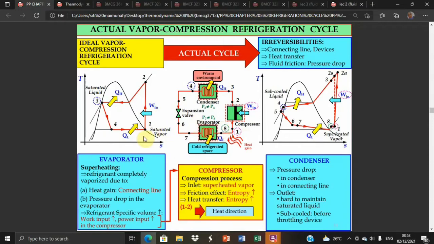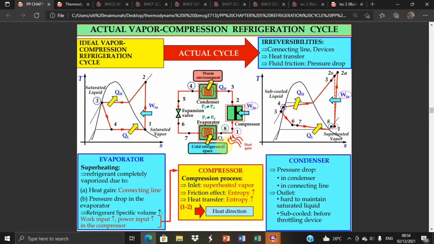In the ideal cycle, the refrigerant leaves the evaporator and enters the compressor as saturated vapor. In practice, however, it may not be possible to control the state of the refrigerant so precisely. Instead, it is easier to design the system so that the refrigerant is slightly superheated at the compressor inlet. This slight overheating ensures that the refrigerant is completely vaporized when it enters the compressor.